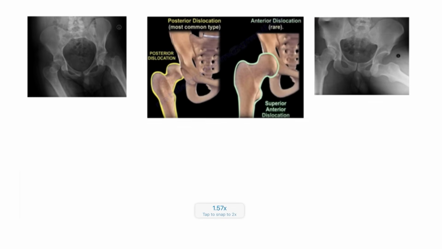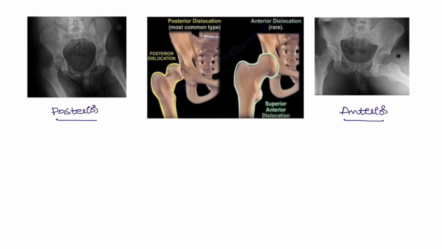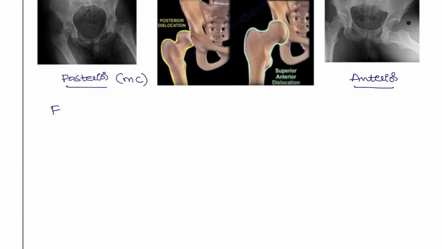Next, moving on to the hip dislocations. This is the picture of a patient suffering from a posterior hip dislocation, and here it is the anterior dislocation. The posterior is the overall most common dislocation. Remember the mnemonic FADIR for how the patients will present, and here you remember it as FABIR.